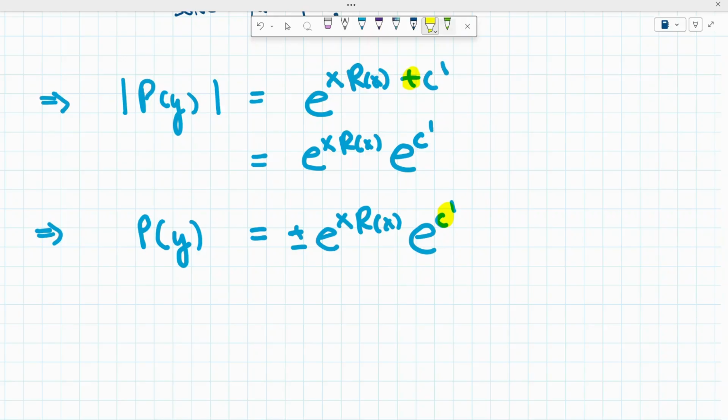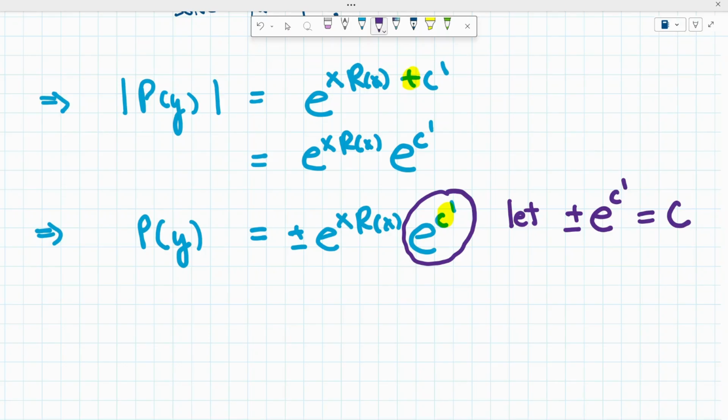So we don't have to have e to the power of a constant. We can just rewrite this as a fully new constant. Let plus or minus e to the c prime equal c. That way we've handled the plus or minus at the beginning, and we also took this complicated looking term and said let that simply be our integration constant. Because it's a constant, it doesn't matter what constant it is, so instead of having all this complicated stuff, we're just going to say this is our constant c.